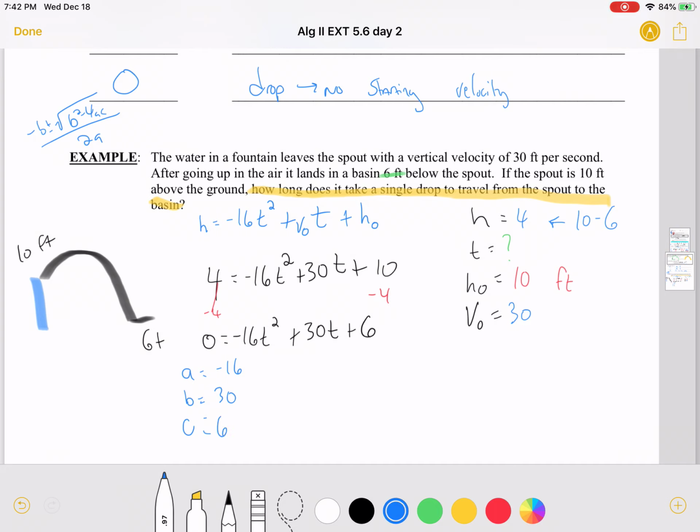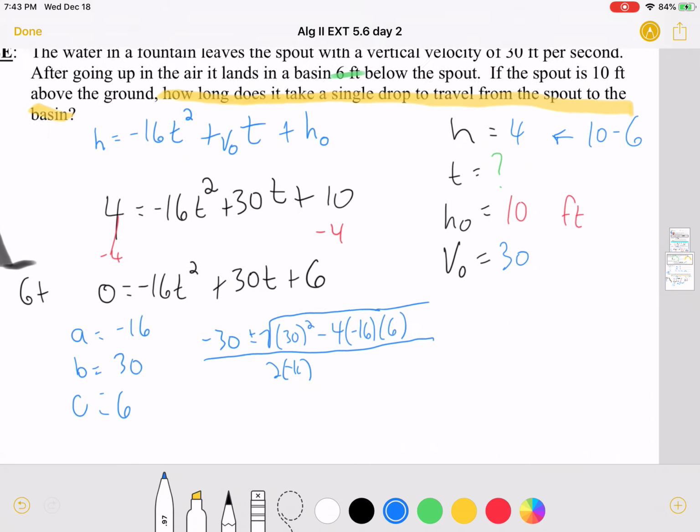So now I just need to plug these into the quadratic equation. I get the opposite of my B value, so the opposite of 30, plus or minus the square root of B squared, so 30 squared, minus 4 times my A value, negative 16, times my C value, 6, all over 2 times A, and A is negative 16.